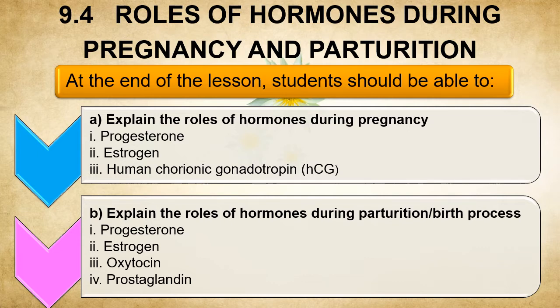The next learning outcome is 9.4b. Explain the roles of hormones during parturition or birth process. So the hormones involved are progesterone, estrogen, oxytocin, and prostaglandin.